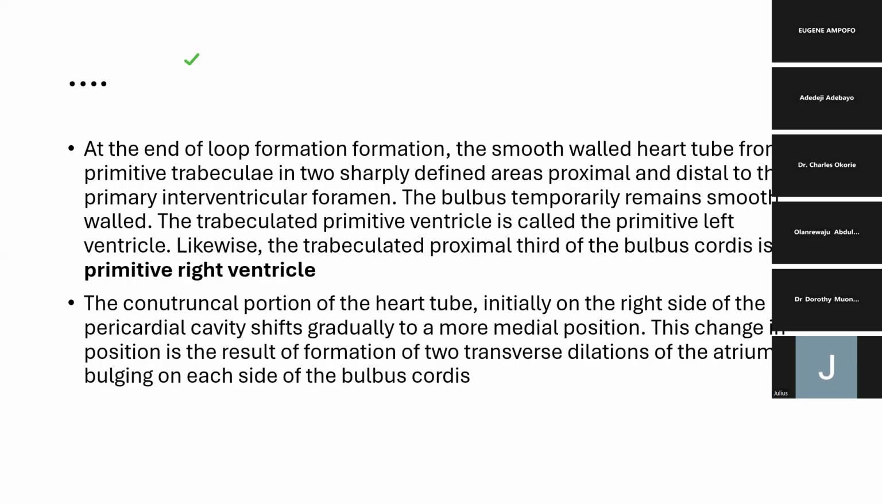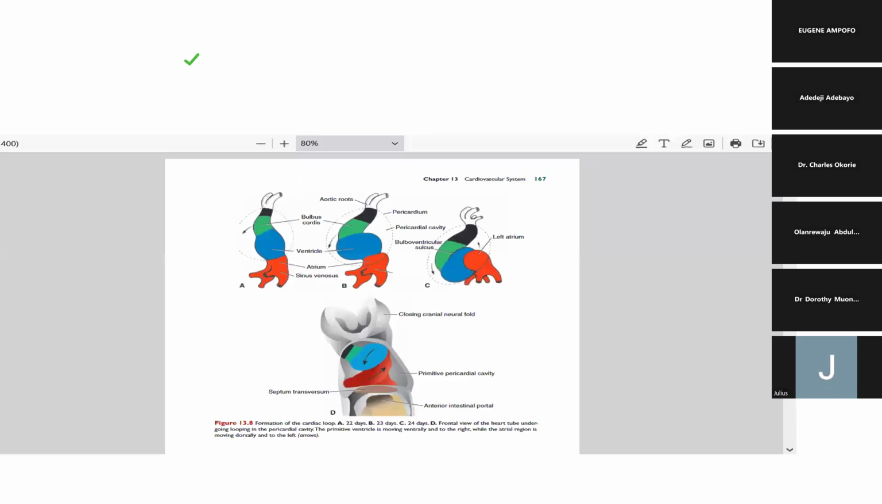The conotruncal portion of the heart tube, initially on the right side of the pericardial cavity, shifts gradually to a more medial position. This change in position is a result of the formation of two transverse dilations of the atrium, bulging on each side of the bulbus cordis.